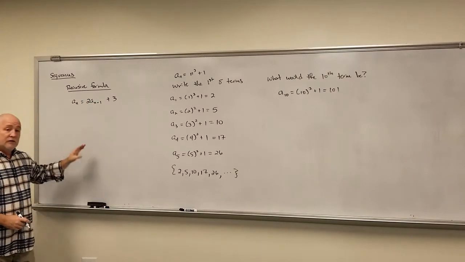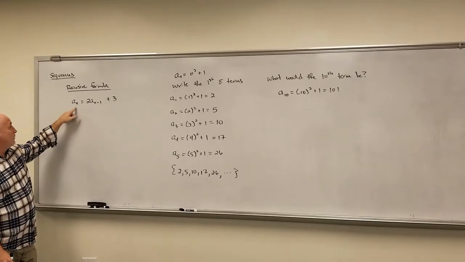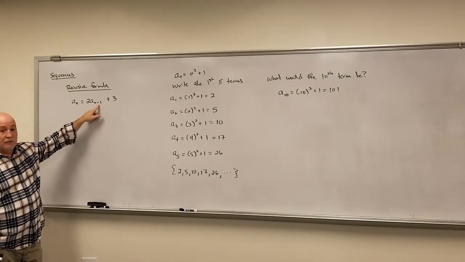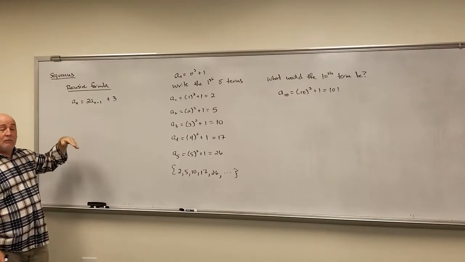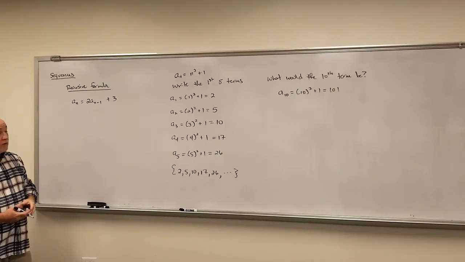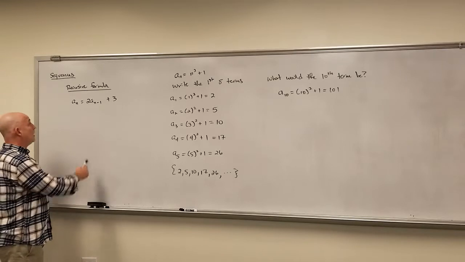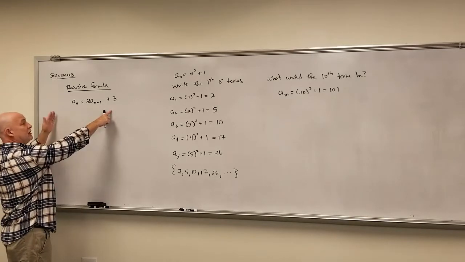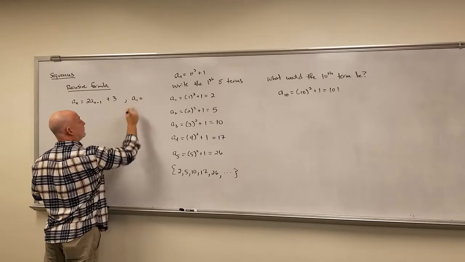Now if you notice, this kind of has an infinite regression backwards, right? If I want to know a sub 4, I need to know about a sub 3, which means I need to know about a sub 2, and it would keep going backwards forever if we don't have a starting point. So with a recursive formula, you have to have some type of beginning information. You'd be given a generating formula, and you also have to be given some starting values.